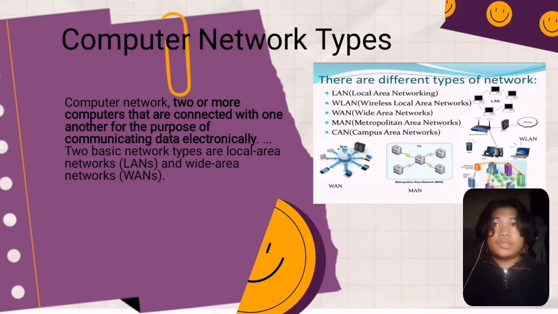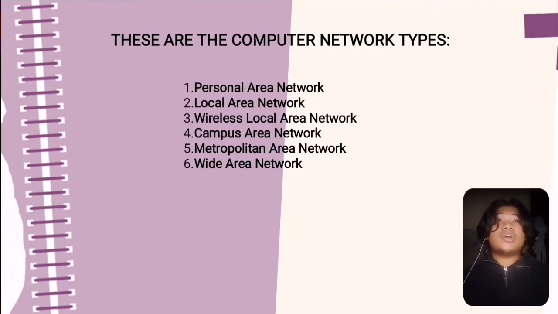Computer network types. A computer network is two or more computers that are connected with one another for the purpose of communicating data electronically. Two basic network types are local area networks, LANs, and wide area networks, WANs. These are the computer network types: personal area network, PAN; local area network, LAN; wireless local area network, WLAN; campus area network, CAN; metropolitan area network, MAN; wide area network, WAN.